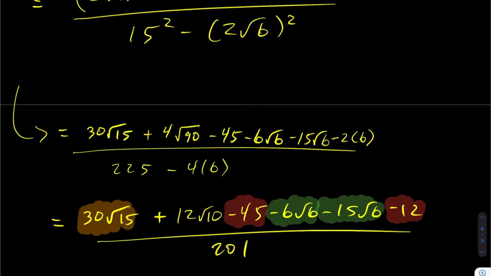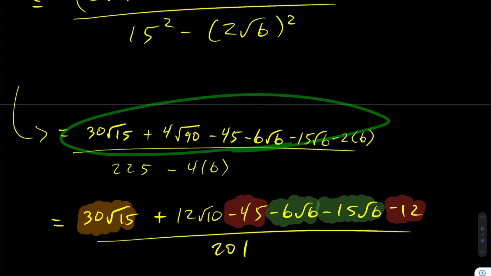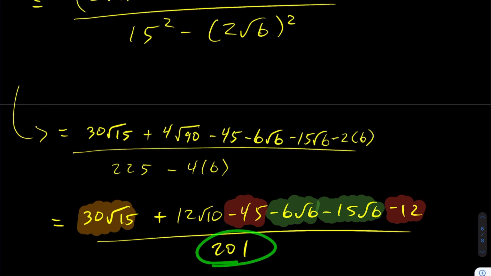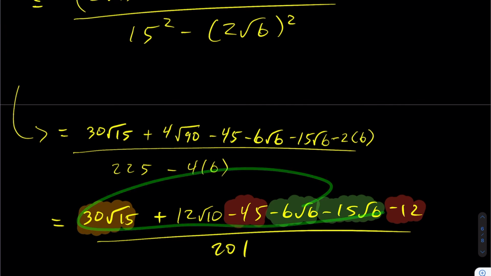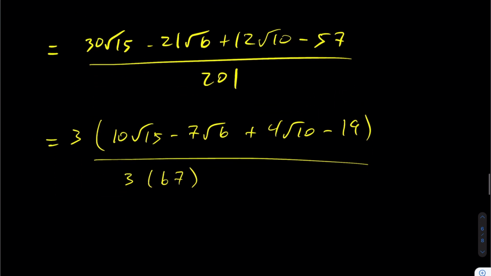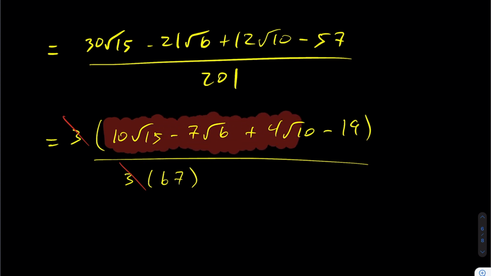All right, now I went ahead and expanded everything out. I then went ahead and collected like terms. You'll notice the 22 minus 4 times 24 reduces to become 201. Collecting like terms here, our expression reduced to become the following. I made the observation I could divide a 3 out of the top and bottom. By dividing a 3 out of the top and bottom, these 3's cancel, and we have our final answer as 10 root 15 minus 7 root 6 plus 4 root 10 minus 19, all divided by 67. And that concludes today's lesson on rationalizing the denominator.